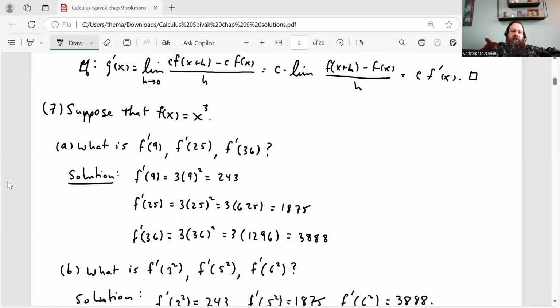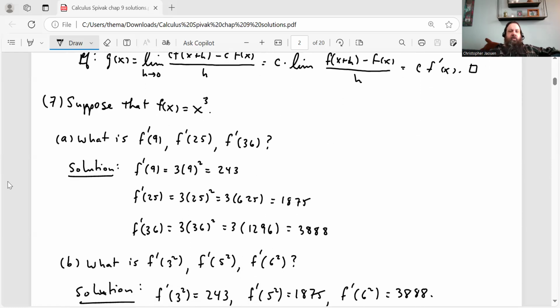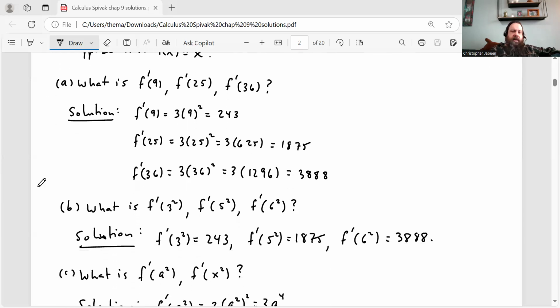Okay, question number 7. Suppose that f of x is x cubed. Then in part A, he asks us to calculate a few values for f prime. So we want to calculate f prime of 9, f prime of 25, and f prime of 36, which I do down here, which you can look at.